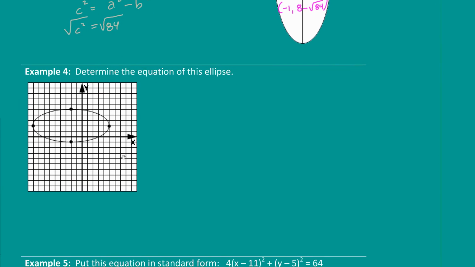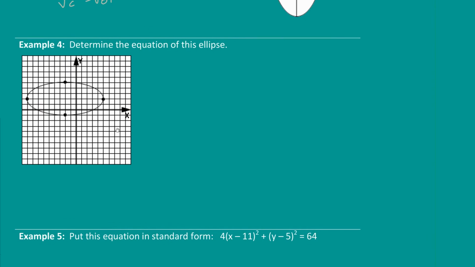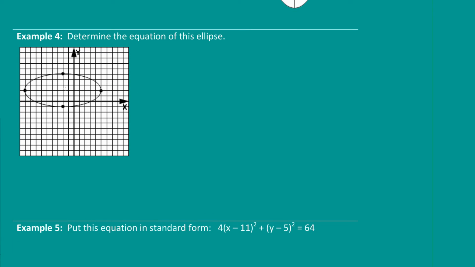This final example will be to, oh, never mind, this is not the final example. Example 4, first, we're going to have to find our center. So our center is -2, 2. Our A is 1, 2, 3, 4, 5, 6, 7. So it's gone over 7. And our B is 1, 2, 3.